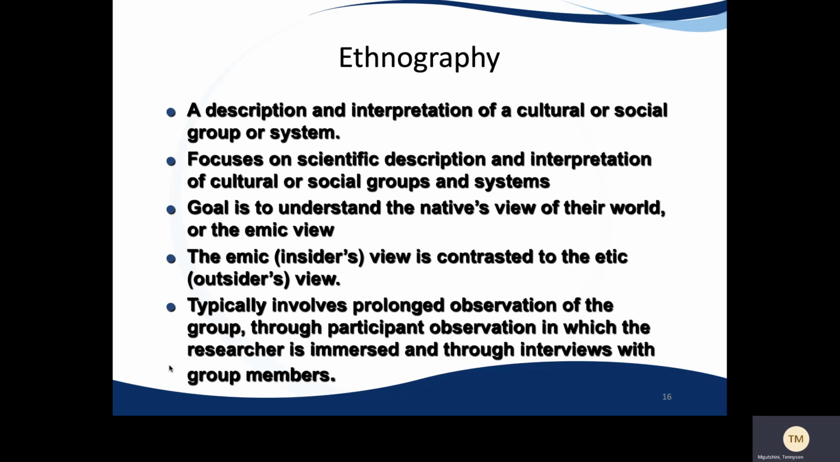So next to phenomenology is another tradition of qualitative research, and they call this ethnography. Really, ethnography is concerned with the description and interpretation of a cultural or social group or system, and it tends to focus on scientific description and interpretation of cultural or social groups and systems. And the goal is to understand the natives' view of the world, or the emic view.